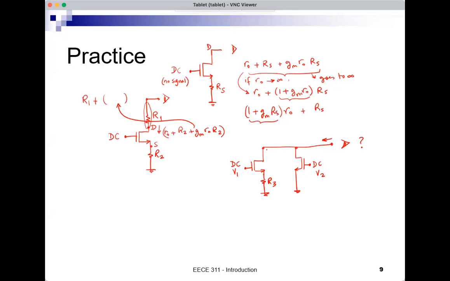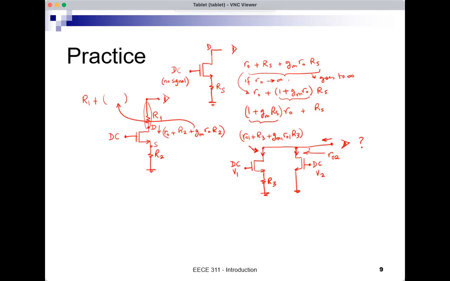Here, I will see the resistance looking down into this drain in parallel with the resistance looking down into the other drain. So for this one, what I have here is a MOSFET with gate at DC and an R3 between source and ground, and I'm looking into its drain. So I will see RO1 plus R3 plus GM1 RO1 R3. This is what I see here at this drain. And at this drain, I will see just small RO2. And the reason is it's a rule.